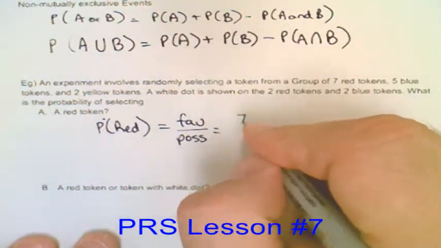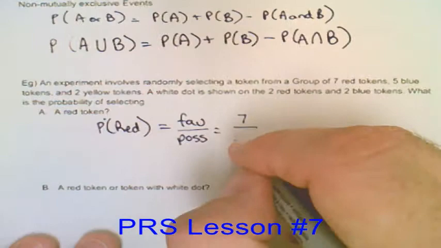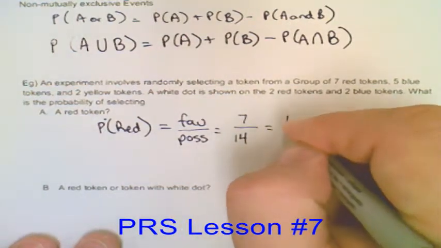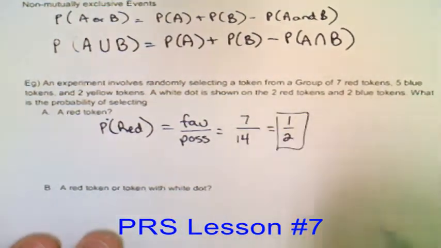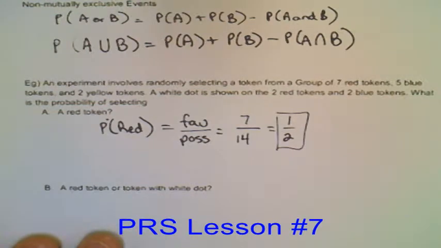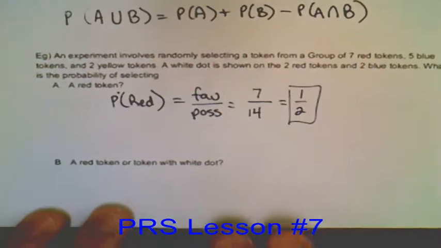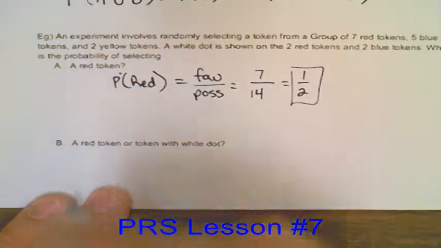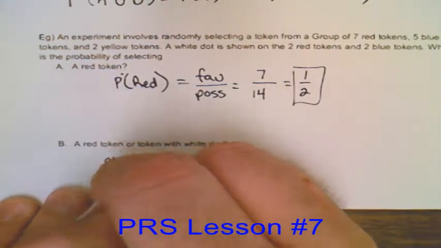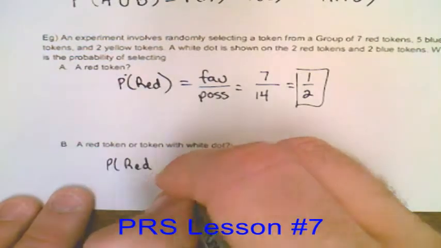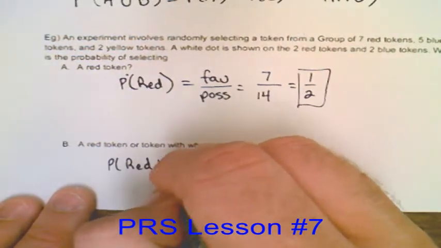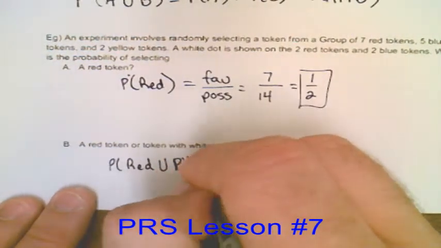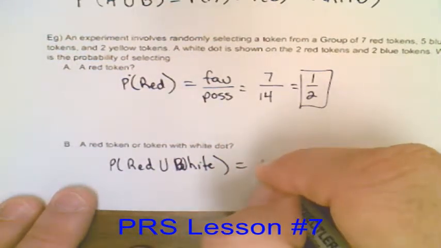Well, probability is favorable over possible. So the probability of a red token is favorable over possible. There are 7 red tokens out of 14 tokens. So it's a 1/2 probability. That's simple. That's an easy question. Okay. If I look in B, B here is a red token or a token with a white dot.